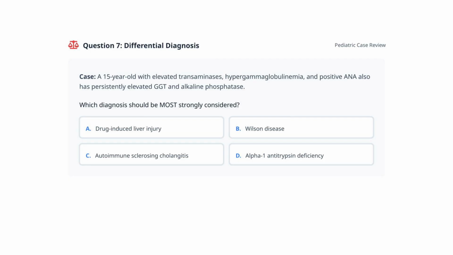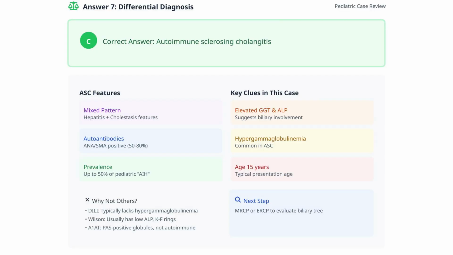A 15-year-old with elevated transaminases, hypergammaglobulinemia, and positive ANA also has persistently elevated GGT and alkaline phosphatase. Which diagnosis should be most strongly considered? A. Drug-induced liver injury. B. Wilson disease. C. Autoimmune sclerosing cholangitis. D. Alpha-1 antitrypsin deficiency. The correct answer is C.